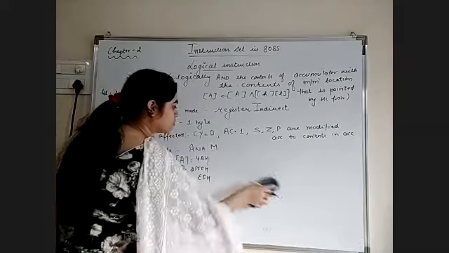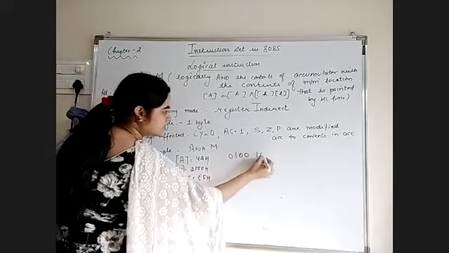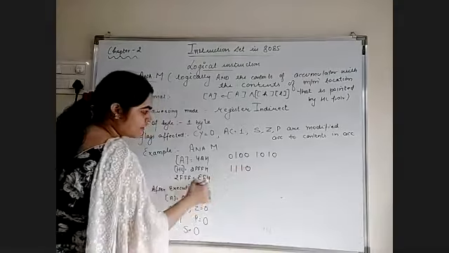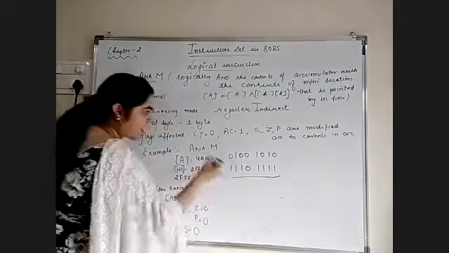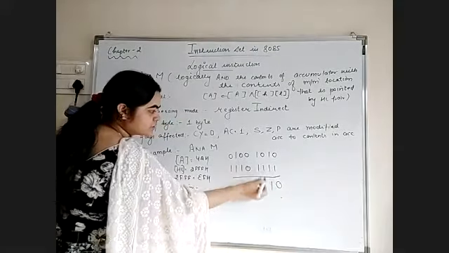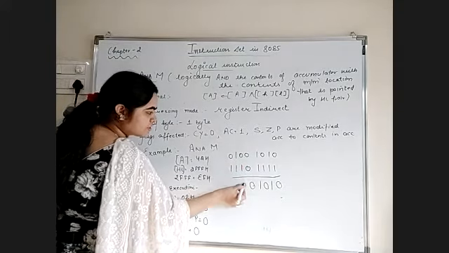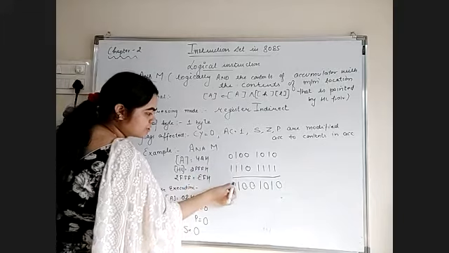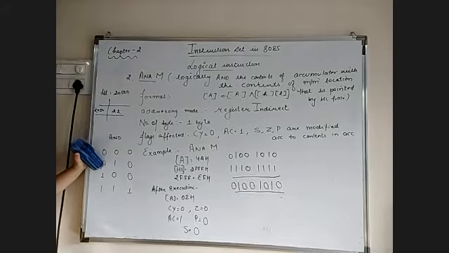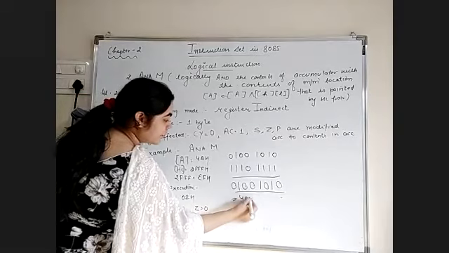See, 4A means 0100 1010. EF means 1110 1111. Apply the logical AND operation. 0 and 1 is 0. 1 and 1 is 1. 0 and 1 is 0. 1 and 1 is again 1. 0 and 0 is 0. 0 and 1 is 0. 1 and 1 is 1. 0 and 1 is 0. So after executing the operation on the contents of the memory location and the accumulator, the result is 4AH.